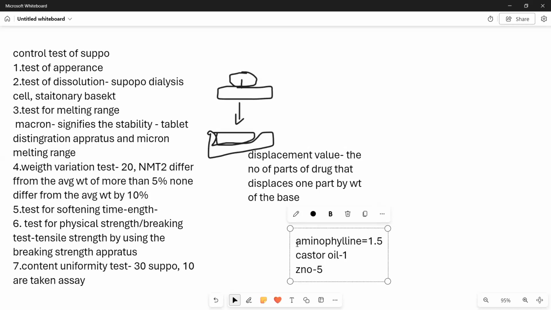So this is all about the suppositories. Does anyone have any doubts up to now, up to the quality control tests, the displacement value, etc.?